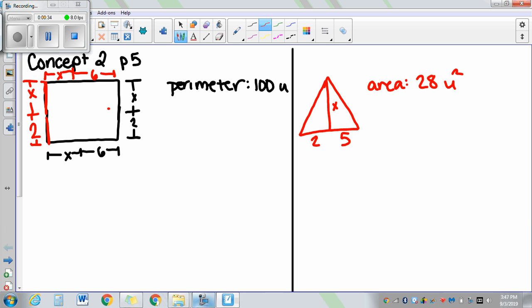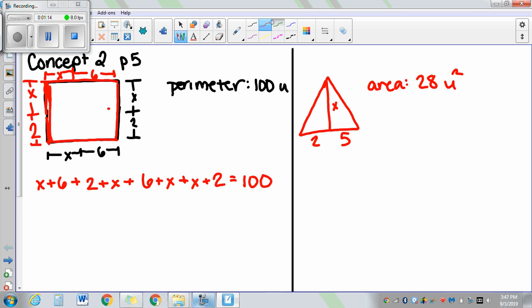So perimeter we know is 100 units. Perimeter is made up of adding all the sides together. So in this case, I've got x plus 6 for the bottom side, plus 2 plus x for this side, or x plus 2, order doesn't matter, plus 6 plus x, plus x plus 2. So if I add up all 4 sides together, my perimeter needs to be 100 units. And so from this point onwards, we are just solving the equation.